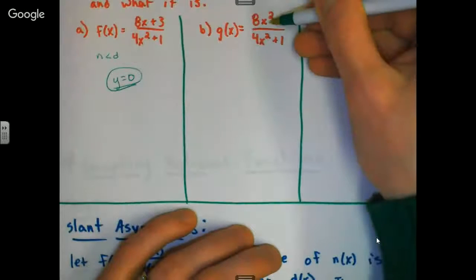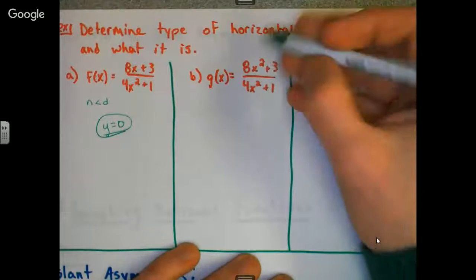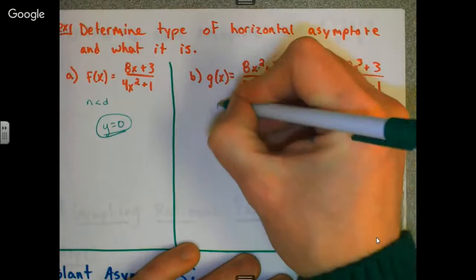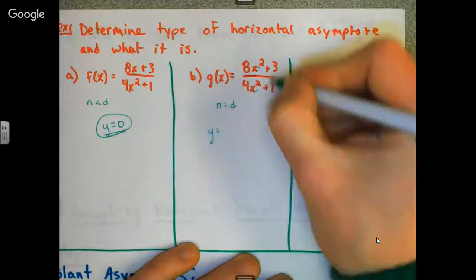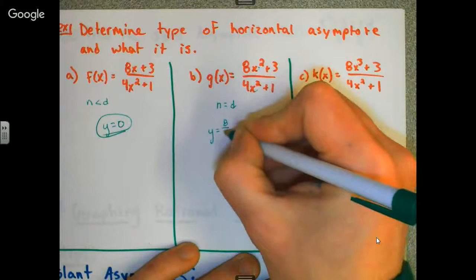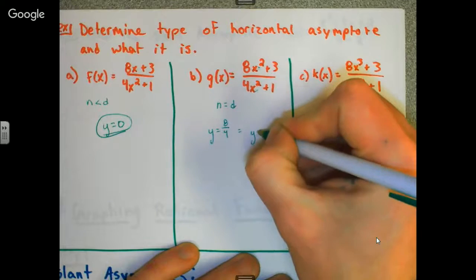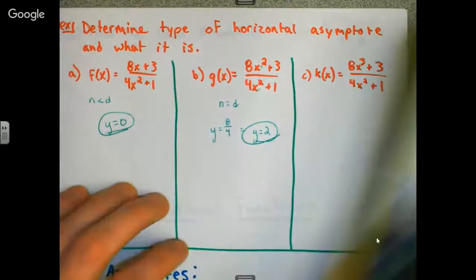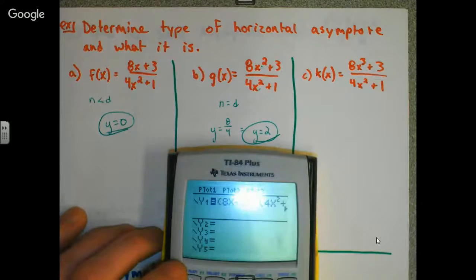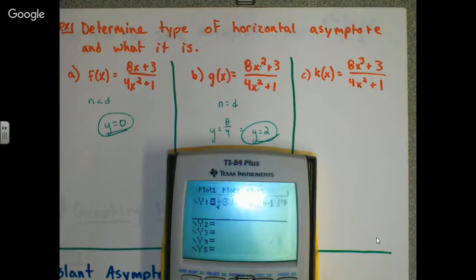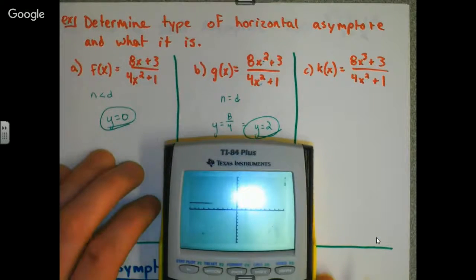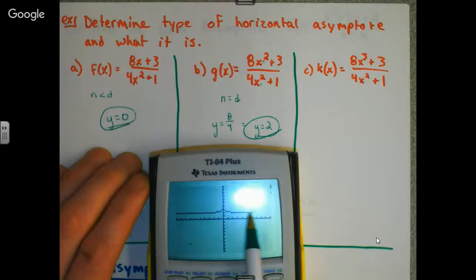Here we've got our degrees are the same, so n equals d. So in that case, we're going to have y equals my leading coefficients over each other. So we have the line y equals 2 is my horizontal asymptote. Again, if we just want to take a look at that, we have 8x squared plus 3 divided by 4x squared plus 1. And if we graph that out, notice I do not cross that y equals 2 line.